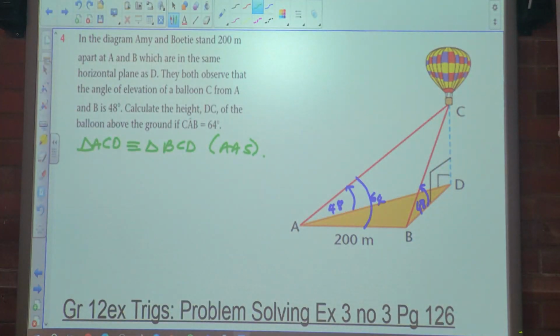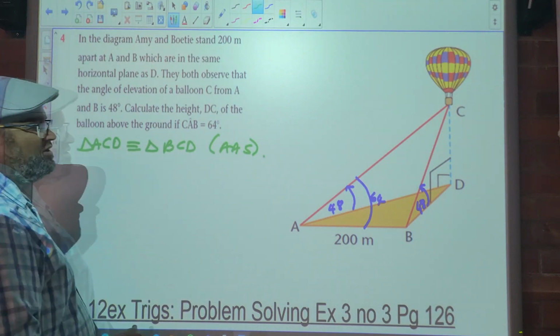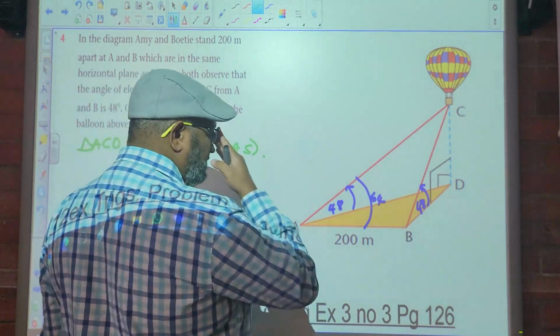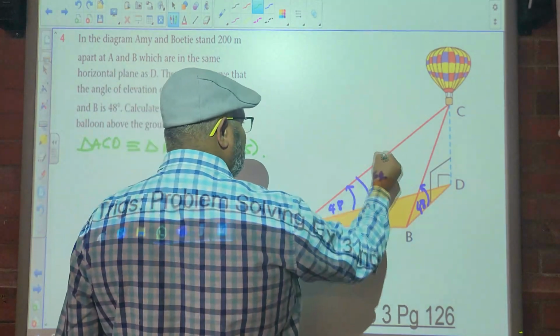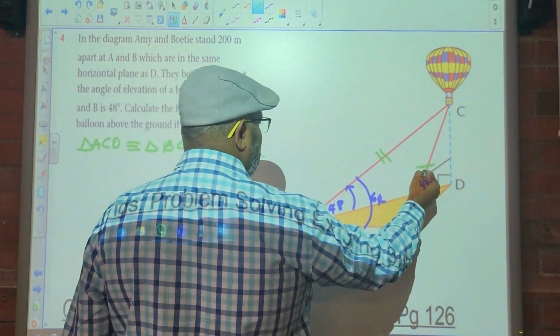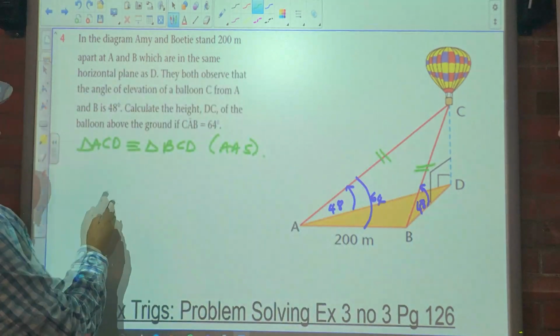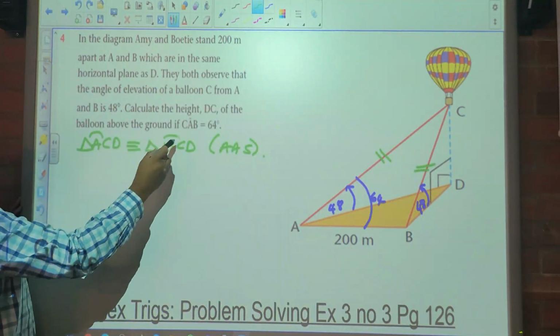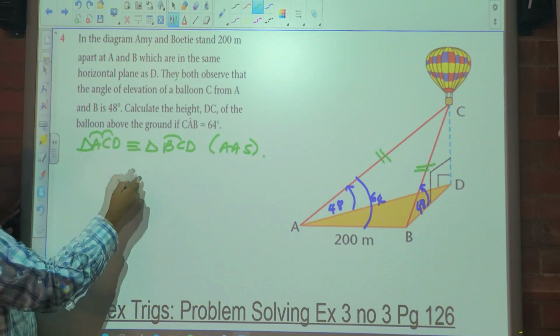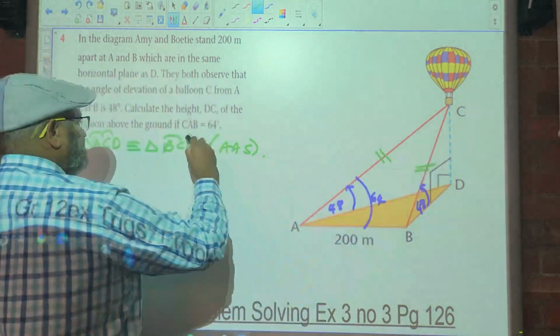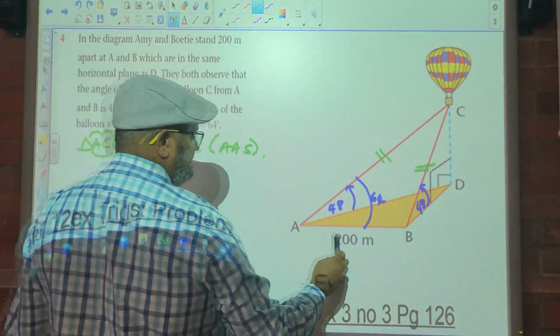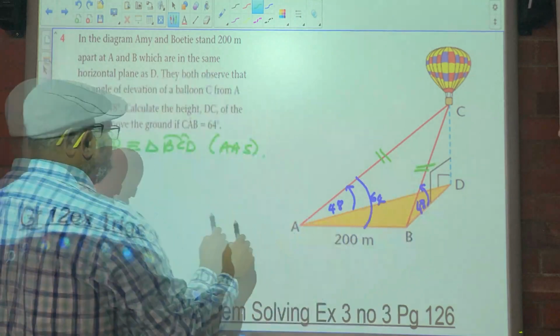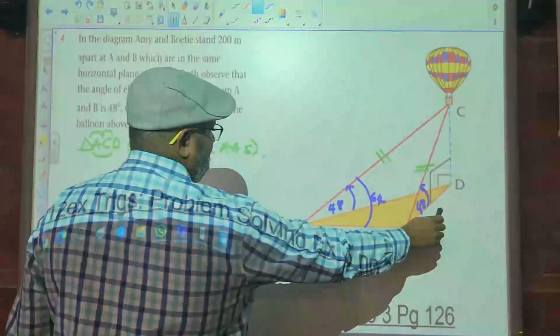Right. So if the two triangles are congruent, people, then what can be concluded? Then you can conclude that AC is equal to BC. Can you see that? CD is equal to CD, and AD, which is this line here, is equal to BD, which is that line.